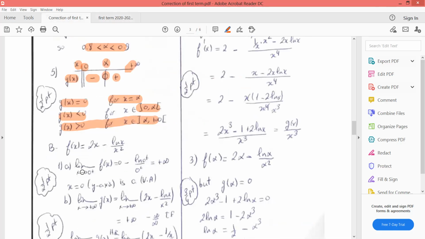So limit as x tends to 0 plus of f(x) equals 0, 2 times 0 is 0, minus ln 0 plus over 0 plus. Ln 0 plus is minus infinity. Times minus, we get plus infinity. So x equal to 0, or the y-axis, or the ordinate axis, is a vertical asymptote. Half point. The previous part also half point to study the sign of g(x).